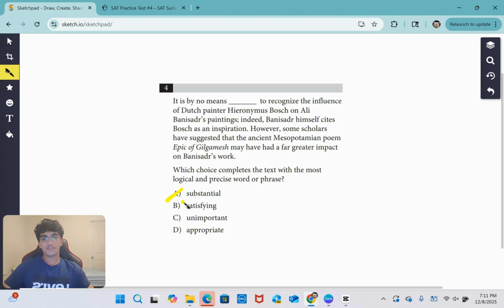Satisfying, again, this word does not fit the context. Unimportant, that is an answer choice that works very well. But like I always recommend, read every single answer choice. And again, appropriate is the opposite of what we're trying to say. We're saying that it is appropriate to recognize this Dutch painter's influence. So saying that it is by no means appropriate would not be correct. So we know that our answer is answer choice C, unimportant.